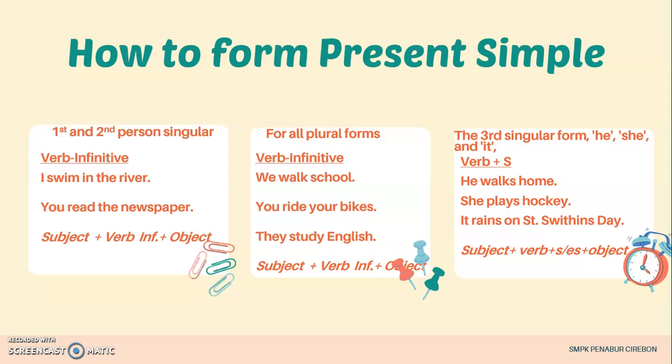And the next, the third person singular form is he, she and it. We are going to add s at the end of the verb. So in this case, we are not going to use verb infinitive. It isn't used anymore, but we use verb plus s or sometimes es. He walks home, she plays hockey, he drinks on St. Valentine's Day. So for third singular form, he, she, and it, you need to add s or es at the end of the verb. Okay.